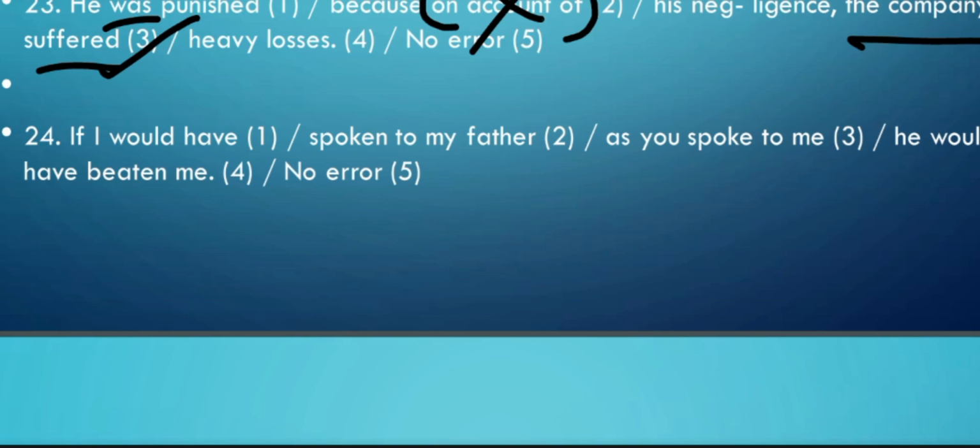The next question says, if I would have spoken to my father as you spoke to me, he would have beaten me. ओके, तो मैंने आपको पहले भी बताया है प्रीवियस क्लास में इफ़ के साथ would have का कॉम्बिनेशन गलत होता है, तो हमें यहाँ करना पड़ेगा if I had. So the error is in part 1. If I had spoken to my father as you spoke to me, he would have beaten me.